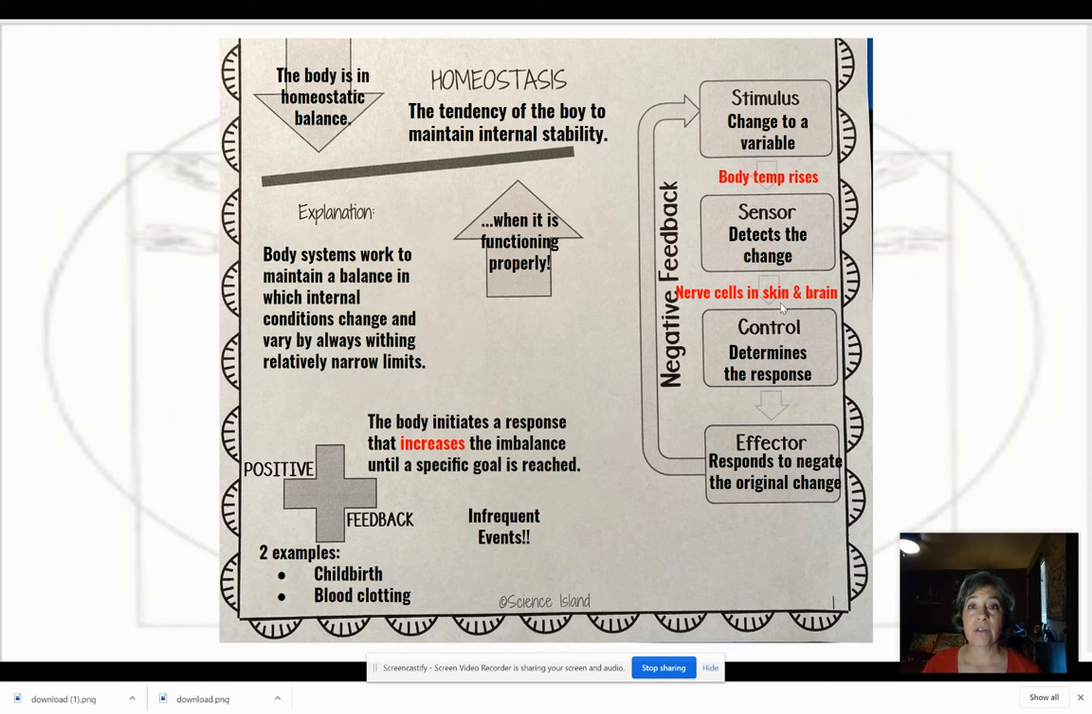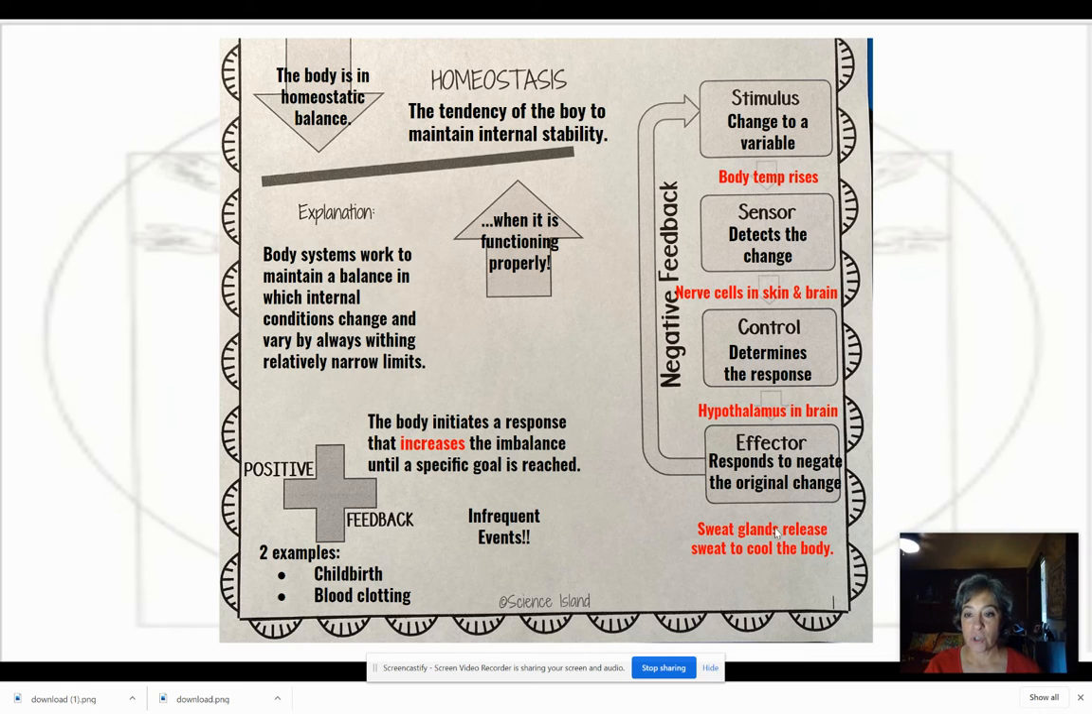So these nerve cells in your skin will send a message to the nerves that are in the brain, and your brain is your control center. Specifically for body temperature, there's a structure in your brain called the hypothalamus that is the controller for body temperature, or how to respond to changes. The effector is the thing that your body does to bring your body temperature back to normal. Okay, it's trying to negate the rise, sending it back.